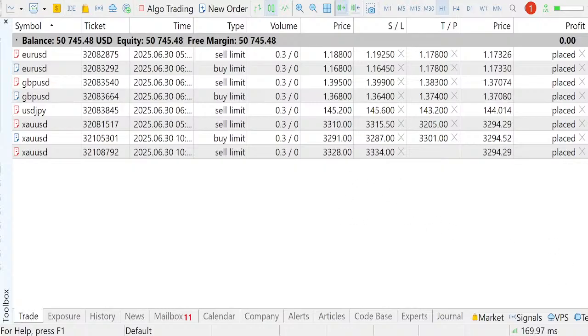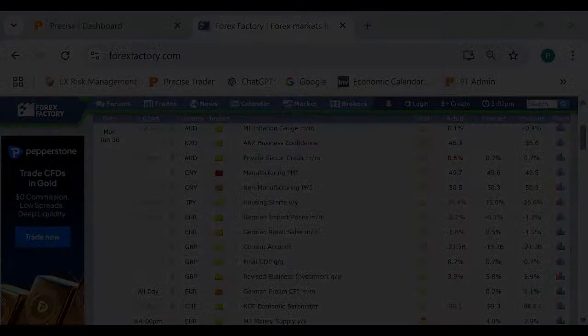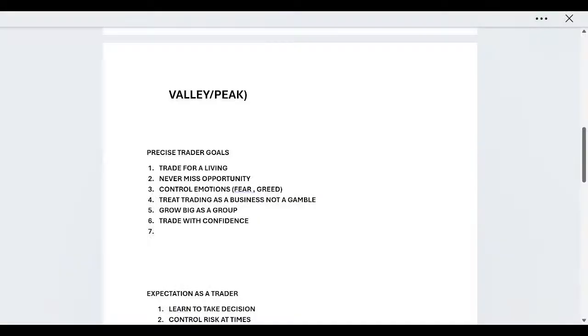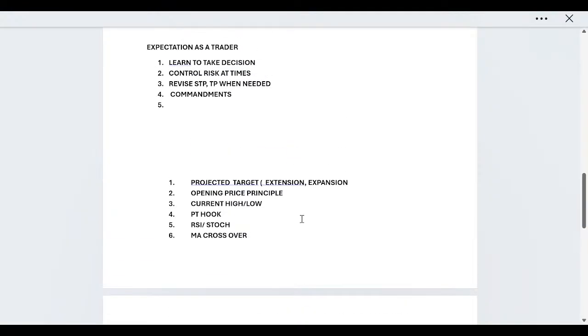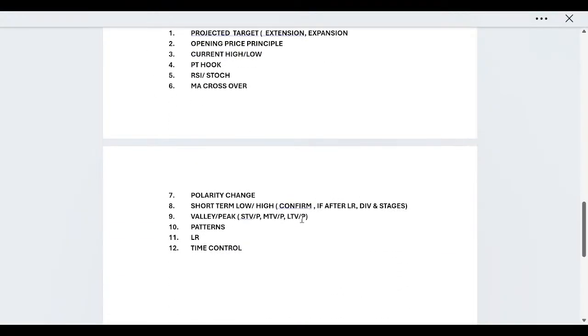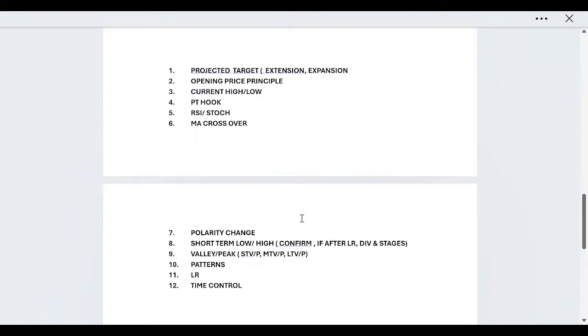Now I'm going to tell you what is to be expected as a trader. Do you come and sit in the driver's seat? What is to be expected and how can we do things? I will share with you what is to be expected, and then you take a screenshot. Then we go one by one.